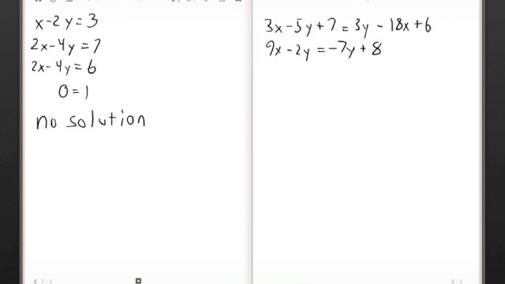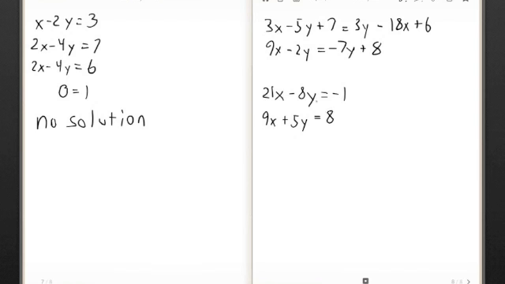With the top equation, we have 3x, bring the negative 18x over. It'll be positive, so we'll have 21x. Now we have negative 5y minus 3y will be negative 8y. And 7 minus 6 will be, well actually no, sorry, we will be bringing the numbers to the right side. So we'll have 6 minus 7 equals negative 1. Now here we have 9x, negative 2y, we'll bring the negative 7y over, it'll be positive, so negative 2y plus 7y is 5y equals 8.